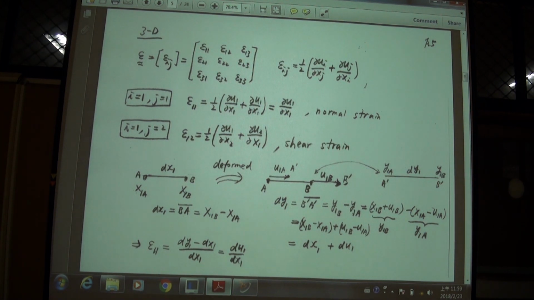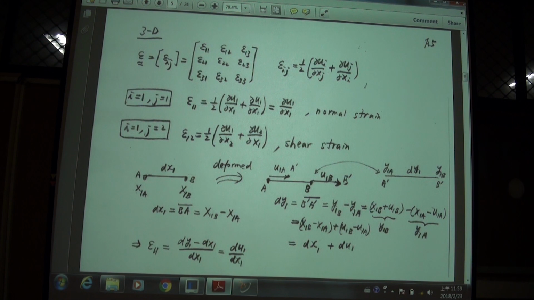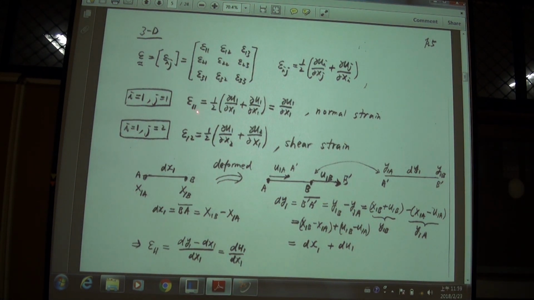Now we want to give you an interpretation of the strain components, the normal strain and the shear strain. I think you had learned these components before, but I just want to give you a review here. Okay, what is the meaning of epsilon 11 equal to partial u1 partial x1?